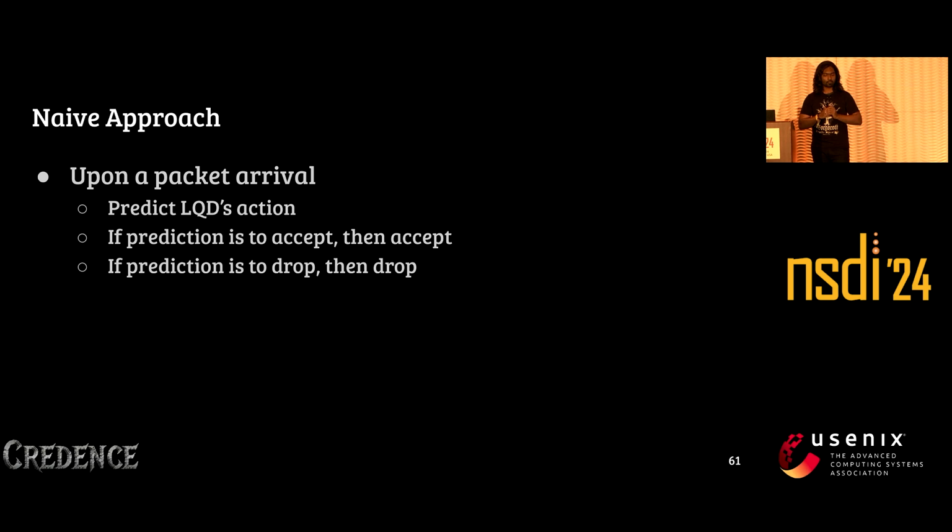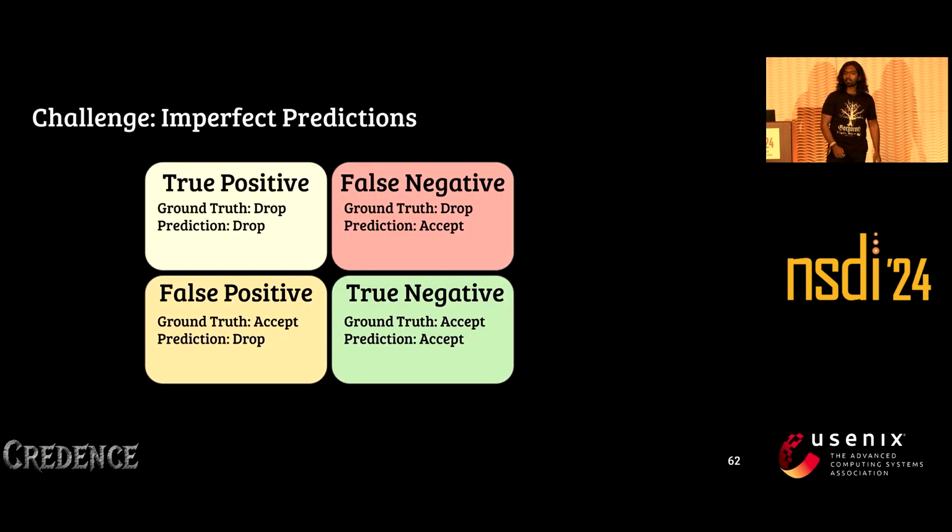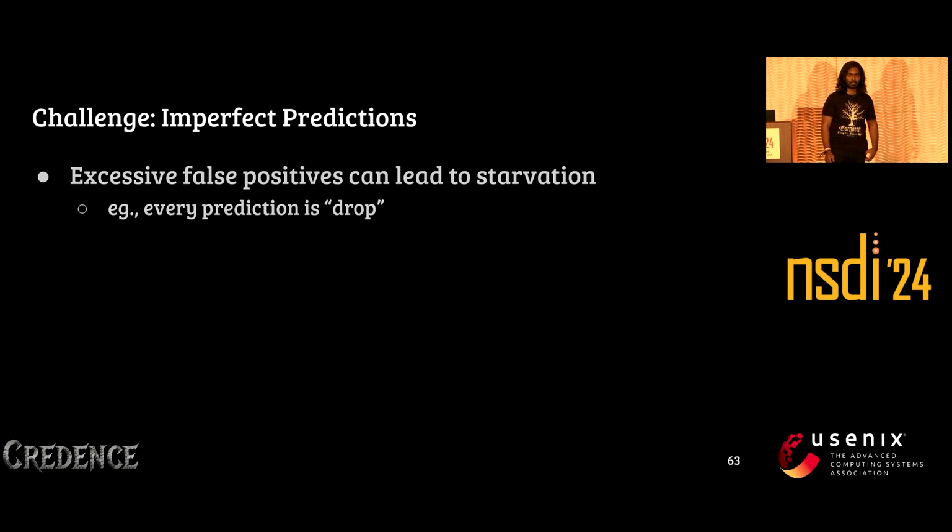A naive approach would be to just predict the LQD, the longest queue drop, which is the push-out algorithm. We predict the actions of a push-out algorithm and do exactly what the predictions say. The catch is that predictions might be imperfect. The predictions might tell us exactly what the push-out algorithm is doing, or the complete opposite.